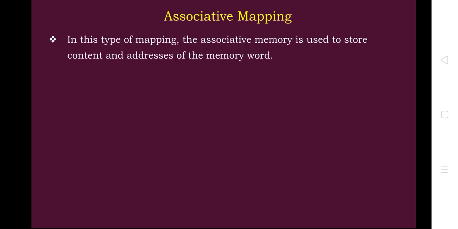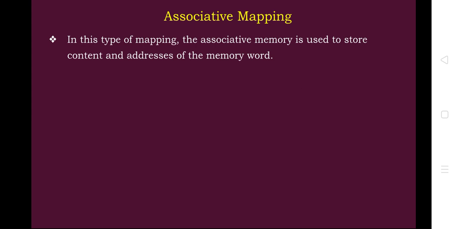What is associative mapping? In this type of mapping, the associative memory is used to store the content and addresses of the memory word. Generally, this associative mapping is also called content addressable memory, which is CAM. What it means is that the content itself will be the address. Now with the address we can access the content itself. That is the concept of associative memory.